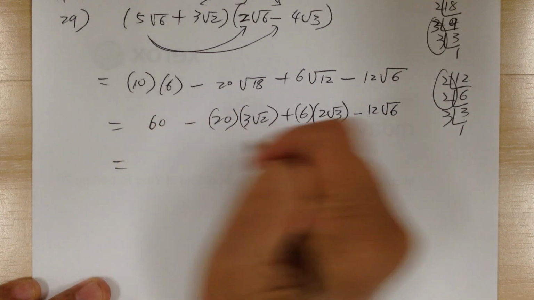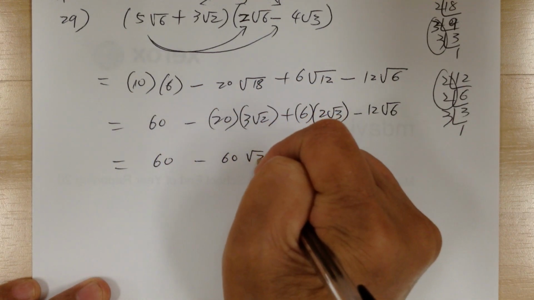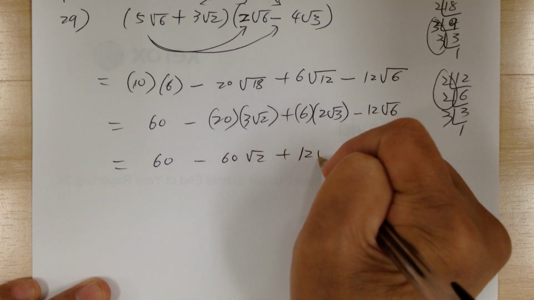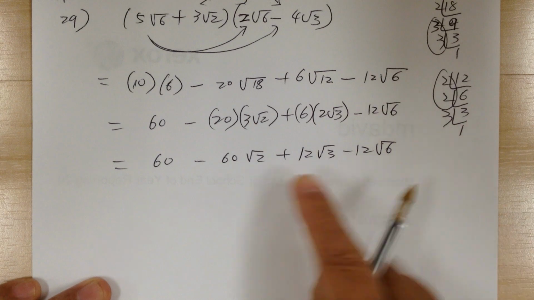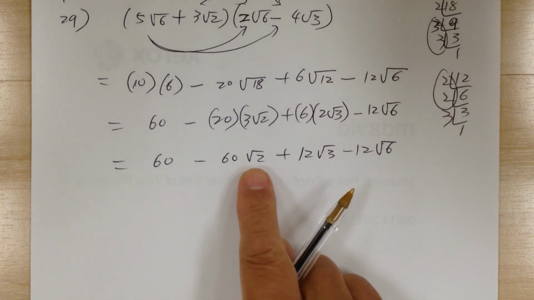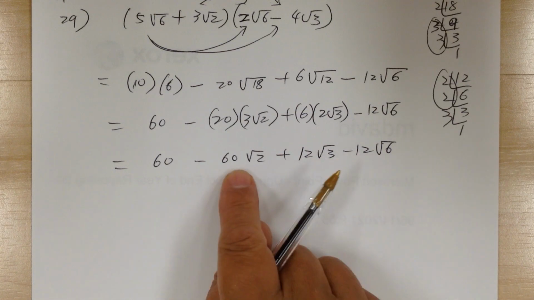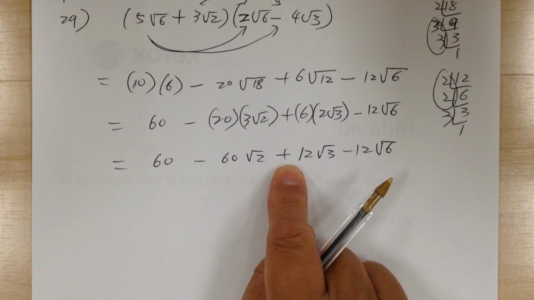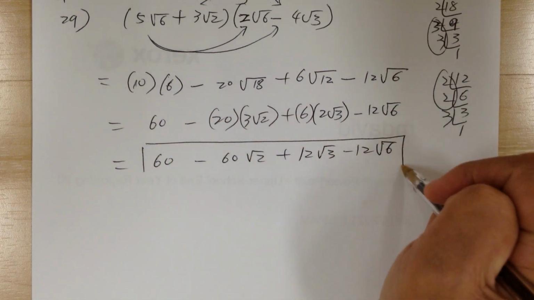Okay, let's go and simplify things a little bit on each part. So you got 60 minus 60 square root of 2 plus 12 square root of 3 minus 12 square root of 6. And okay, all these are different, so that's it. All these radicands are different, so you cannot do anything to it, and that's the only thing you can do. That's it.